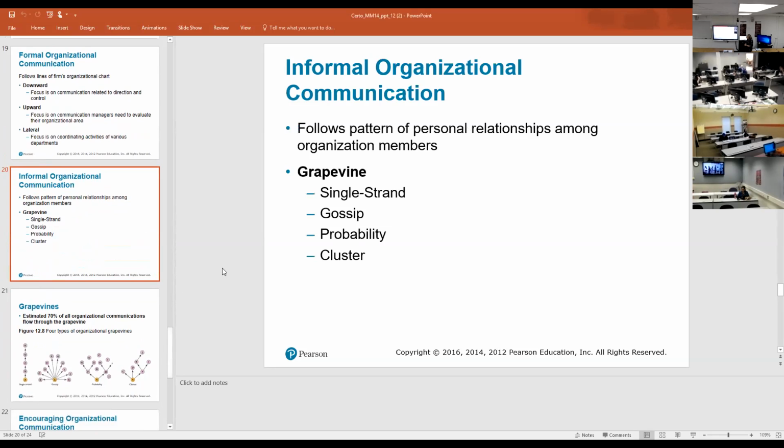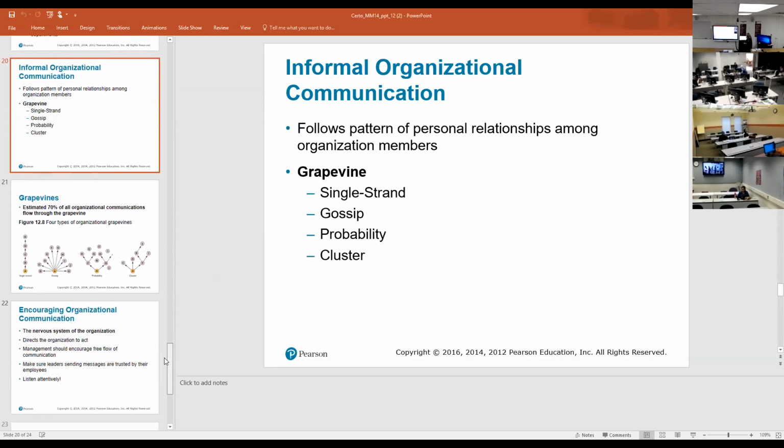Okay, the grapevine just means that the message kind of winds around like a grapevine to get back to you, sort of like we saw with that very first illustration with that classroom that did a falling off a bike thing. The grapevine might be a single strand, it might be gossip, might be a probability grapevine or a cluster grapevine.